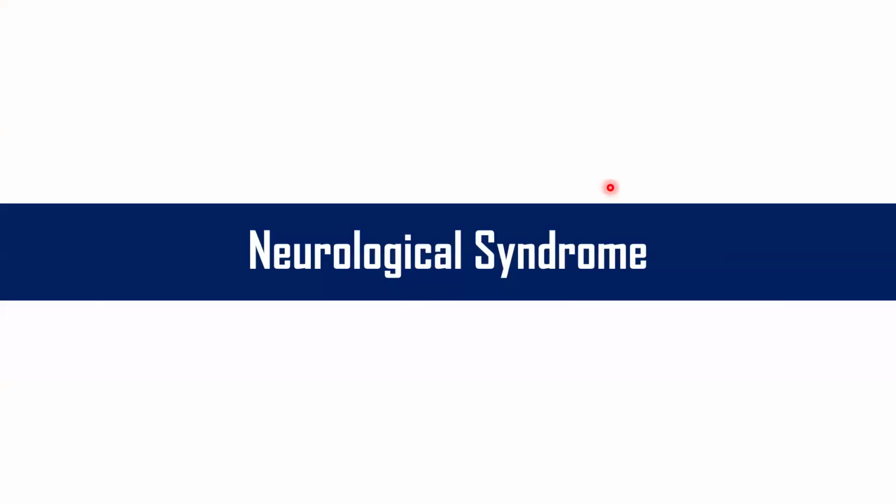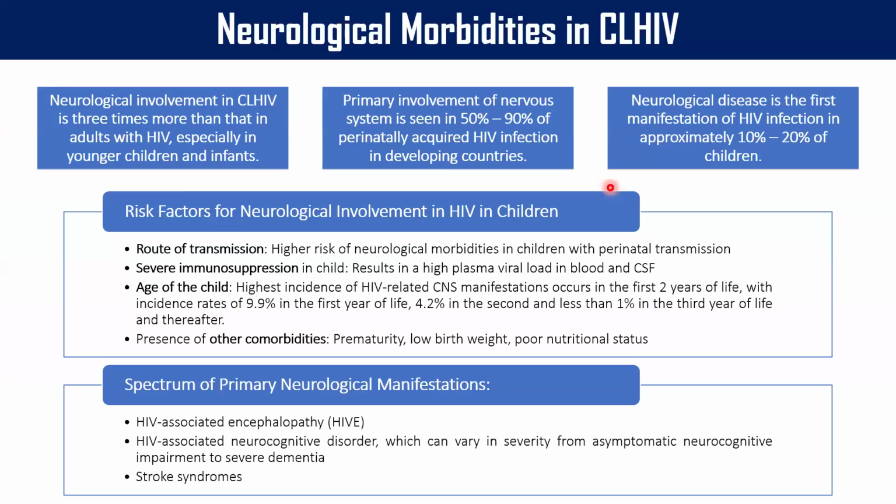So the next common syndrome we see in children is neurological syndrome. Neurological involvement in children is 3 times more common than in adults. That's because the brain is growing and immature in children, and it is very vulnerable to any insult in this age group.